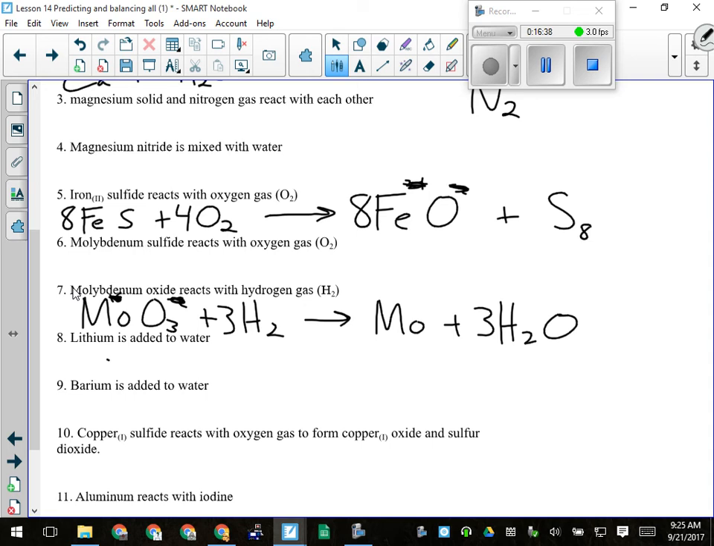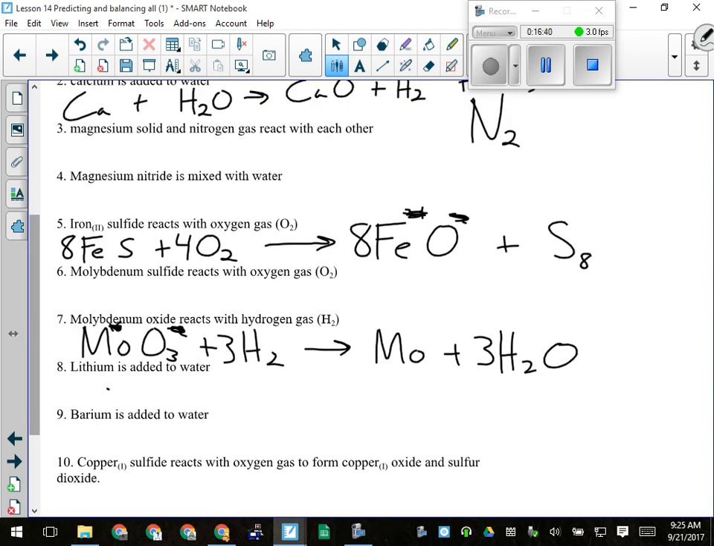Number 4? Yep. So I've got magnesium nitride, and it's mixed with water. Now, the first thing I've got to do is drop and swap this. This is Mg3N2, and it's going to react with water. I'm going to write water as HOH this time.